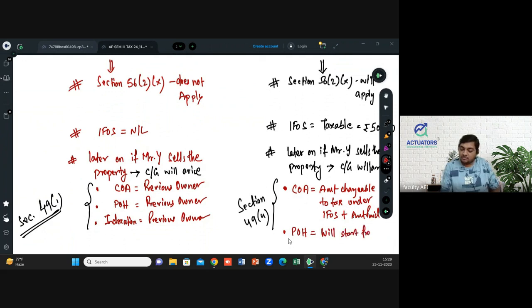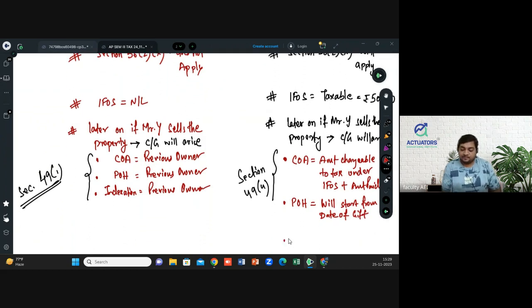We'll start from date of gift. Indexation will start from date of gift. बहुत इंपॉर्टेंट है ये.